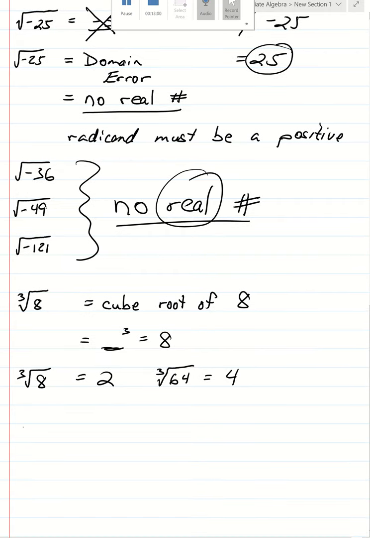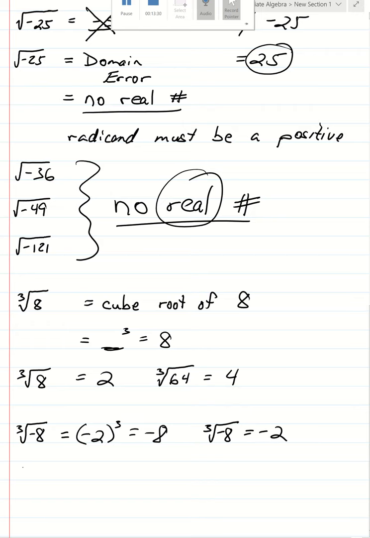What if we were to take the cube root of, let's say, negative 8? Is there such a number that when I raise it to the third power, I get negative 8? And the answer is yes. If I take negative 2 and raise it to the third power, I will get negative 8. And that's why we can say that the cube root of negative 8 is negative 2.